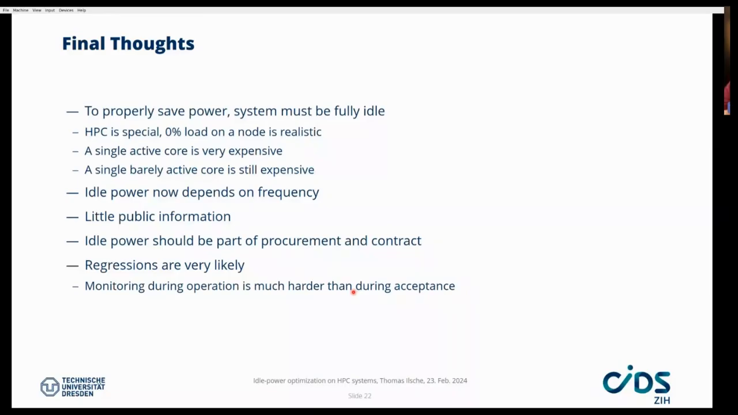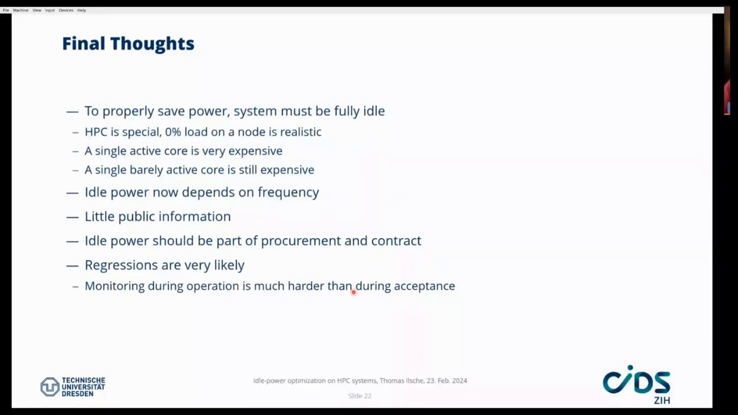And we must make sure that not even a single core is active, or barely active, or woken up 40 times a second, because it is very expensive to wake up a single core 40 times per second. And another important thing to take away here is that idle power now depends on the frequency. At least on this Intel generation, we can all hope that this will go back again, and that we have frequency independent idle consumption, but it's not sure that we will get this.